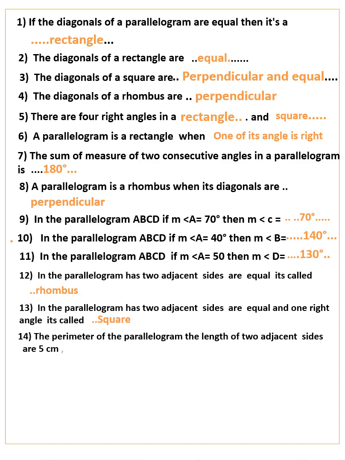Perimeter of the parallelogram, the lengths of two adjacent sides are 5 and 2 centimeters. It means we have two sides equal 5 centimeters and two sides equal 2 centimeters. To get the perimeter, the sum of side lengths, 5 plus 5 plus 2 plus 2 equals 14 centimeters, or using the rule length plus width times 2, 5 plus 2 times 2 equals 14.